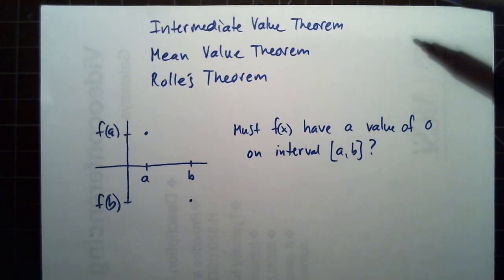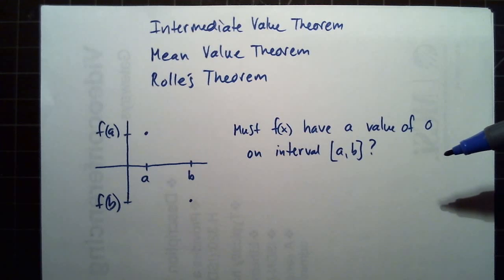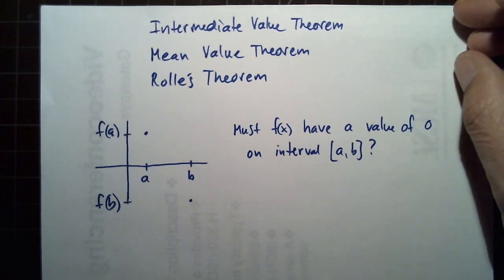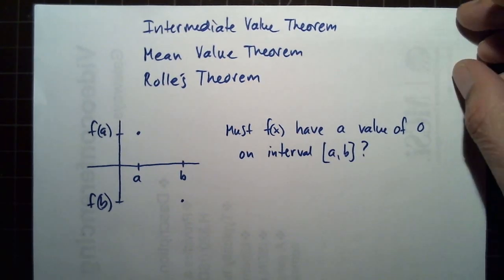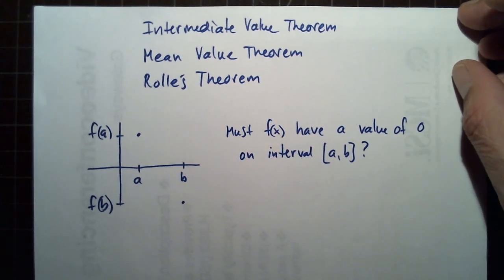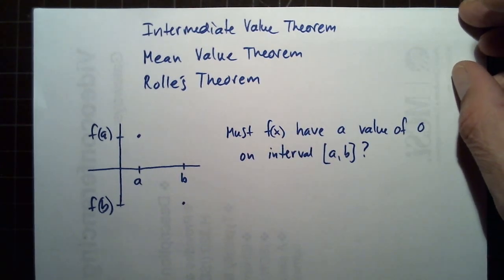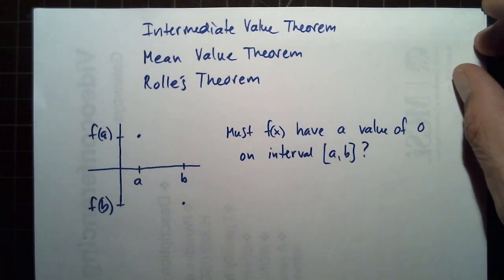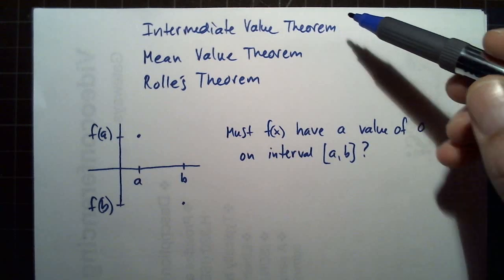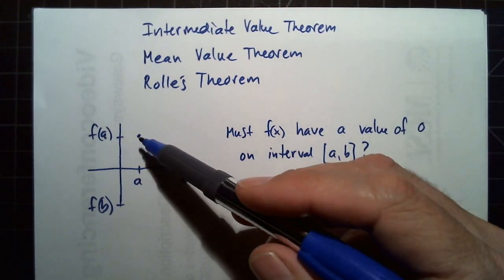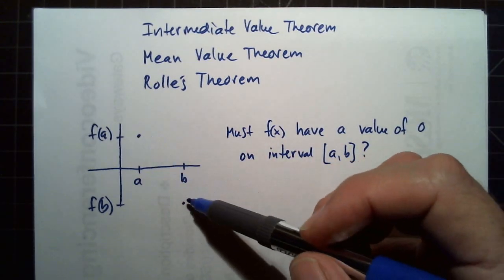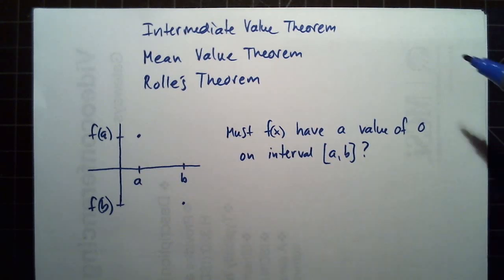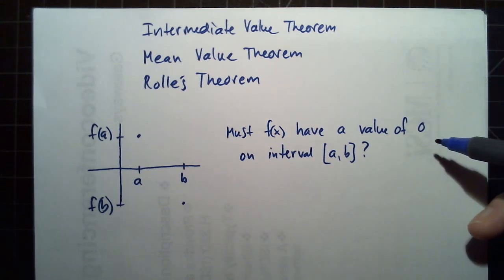Today we'll look at three existence theorems, and they are called that because they guarantee the existence of a certain characteristic of a function. So let's start by looking at the intermediate value theorem. What if we only know 2 points on the graph of a function? And now we answer this question.